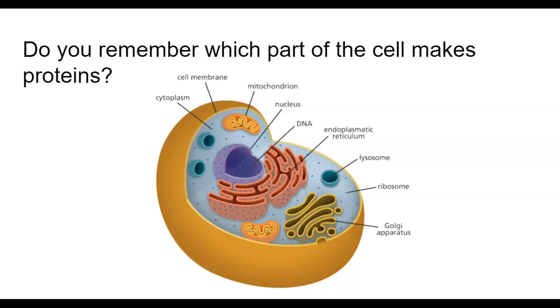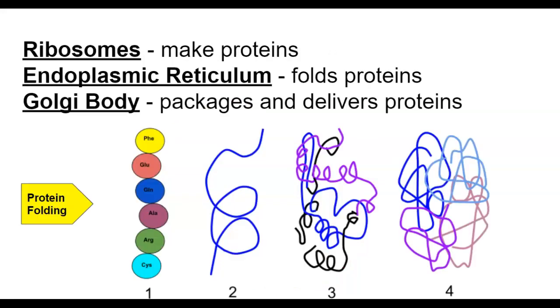All right, do you remember which part of the cell makes proteins? We've gone over it a few times. What part of the cell makes proteins? You said ribosome, you are correct. These will be on the next test, so if you want them in this section of notes, write them down. I know you have them already in the previous section of notes, but it can't hurt to write it down again. So our ribosomes make proteins.